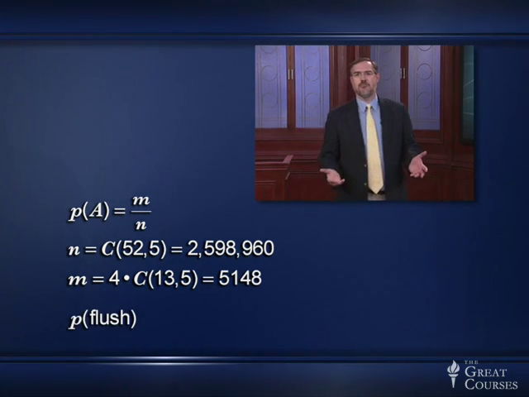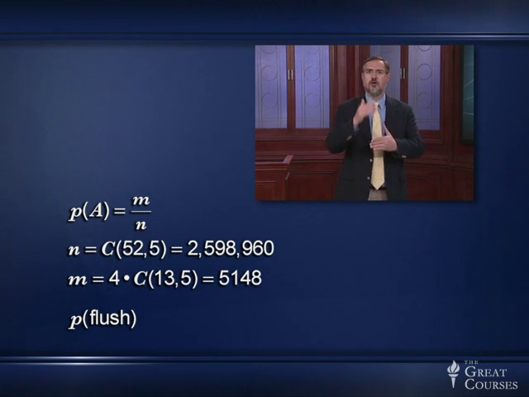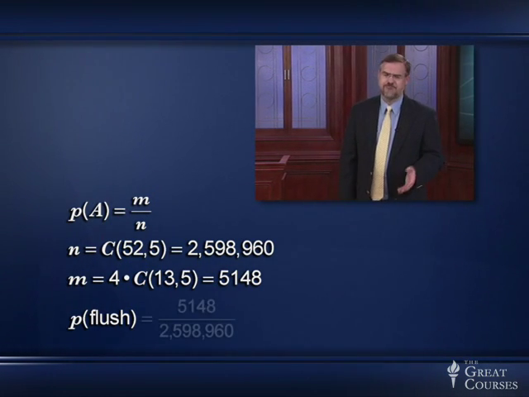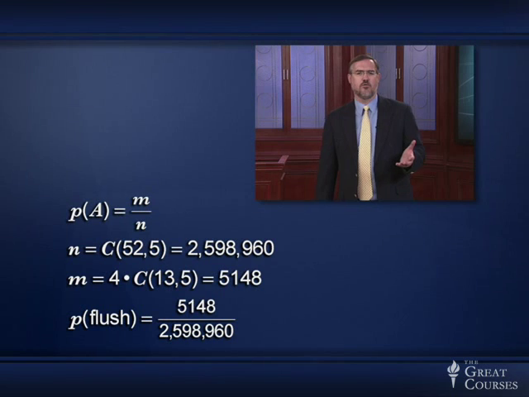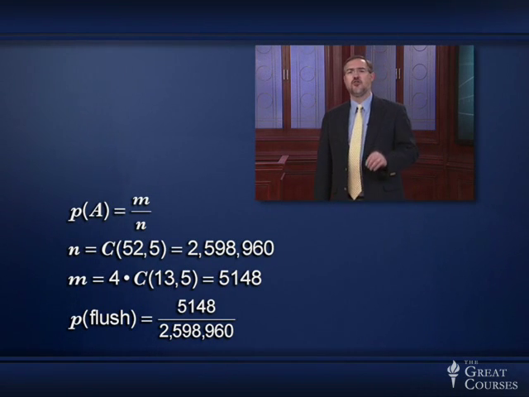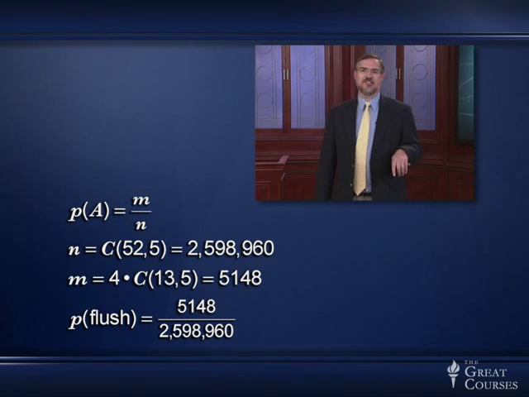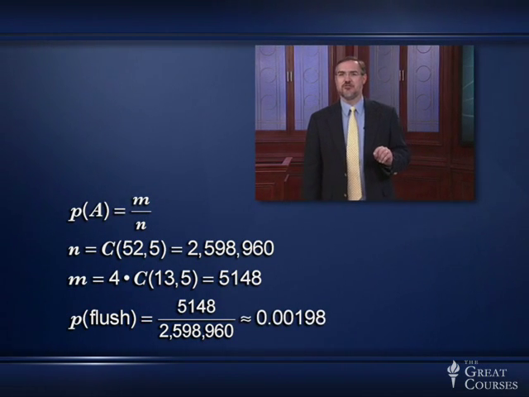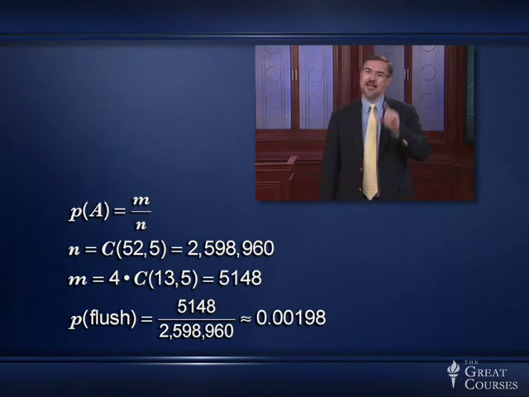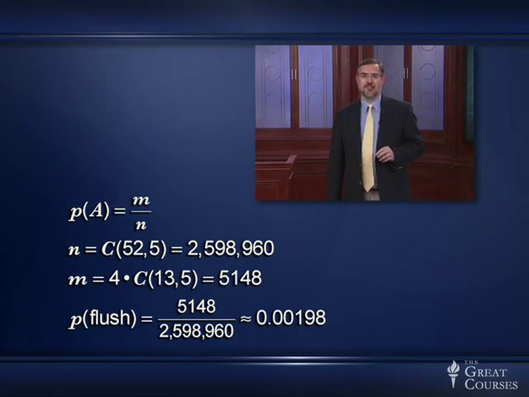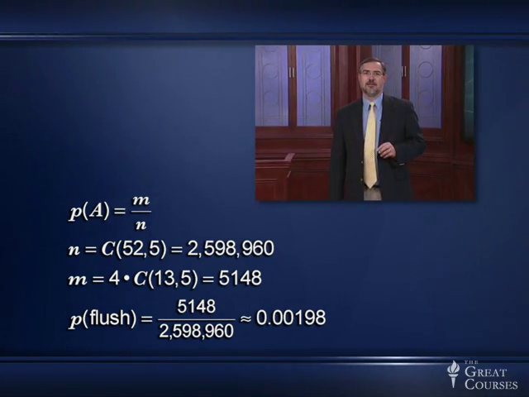And therefore your probability is just that ratio, which in this case is going to be 5,148 divided by 2,598,960. And as a decimal, that's 0.00198. And that's not very probable that that sort of thing is going to happen. Now, let's try a couple more of these kinds of examples just to try to nail down this idea.